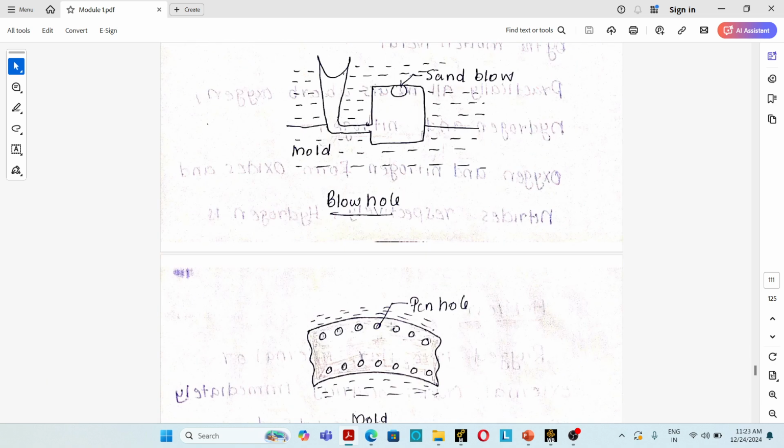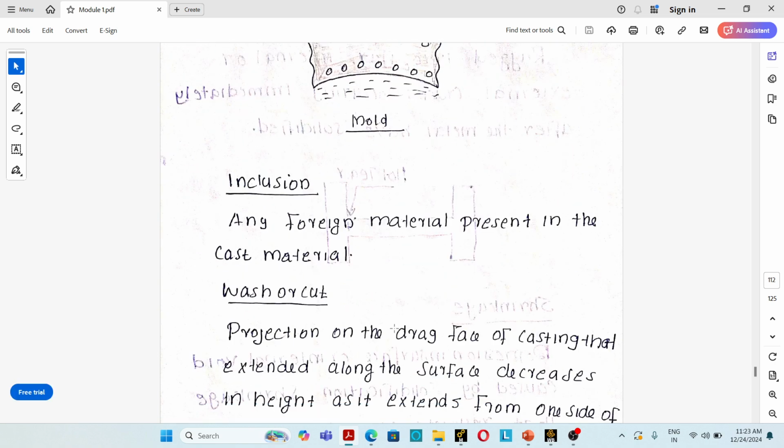The third internal defect is inclusion. Inclusion means any foreign particles present inside the casting. So these are the three types of internal defects present in a casting. First, gas hole, meaning blowhole. Second, pinhole porosity. Third, inclusion.